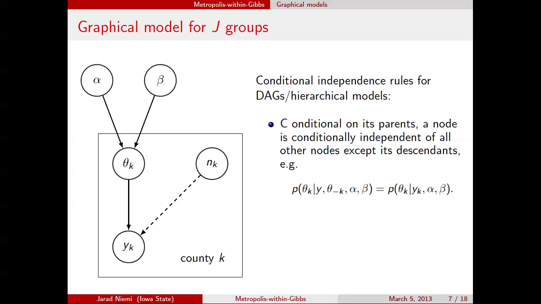able to understand that the full conditional for theta k, where we conditioned explicitly on all of the data and all the other expected death rates and alpha and beta, only depends on the data for that county and alpha and beta by this rule right here.